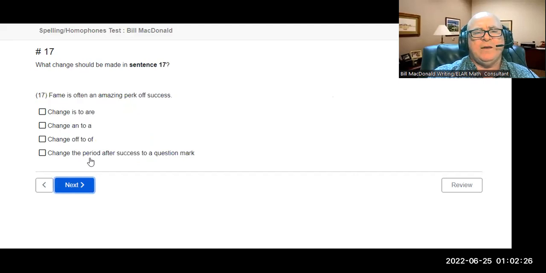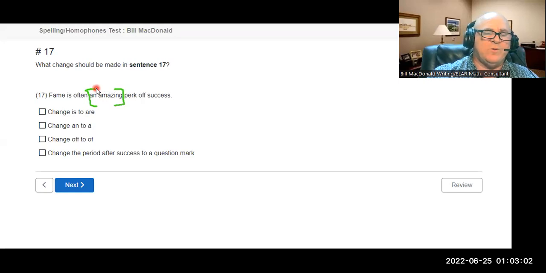What change should be made in sentence 17? Capital fame is often and amazing. So here's something I want to teach again. Whenever you have a or an, you've got to look at the next word and think of opposites attract. If I have a word that ends, trying to find my little glow stick here.